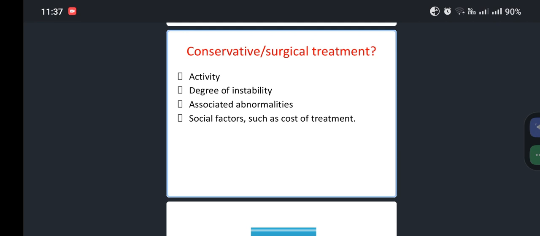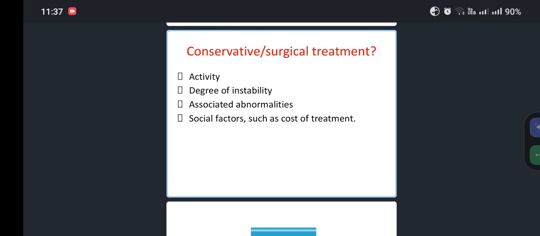The next heading is the degree of instability. A positive pivot shift test is indicative of a significant degree of instability. In patients with longer-term ACL deficiency, symptoms such as recurrent episodes of giving way, that is buckling, indicate instability. For those patients, ACL reconstruction is highly recommended.